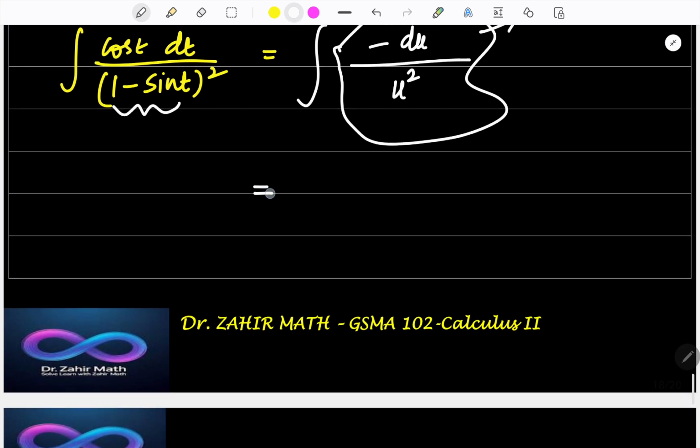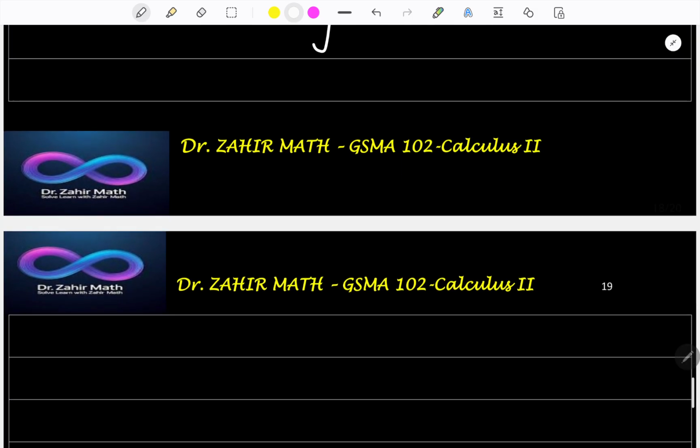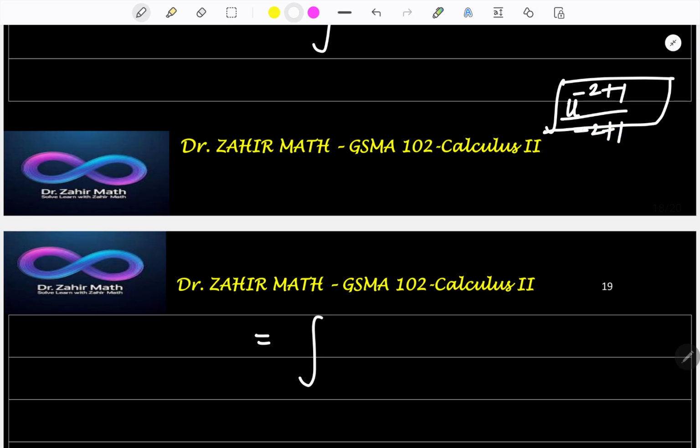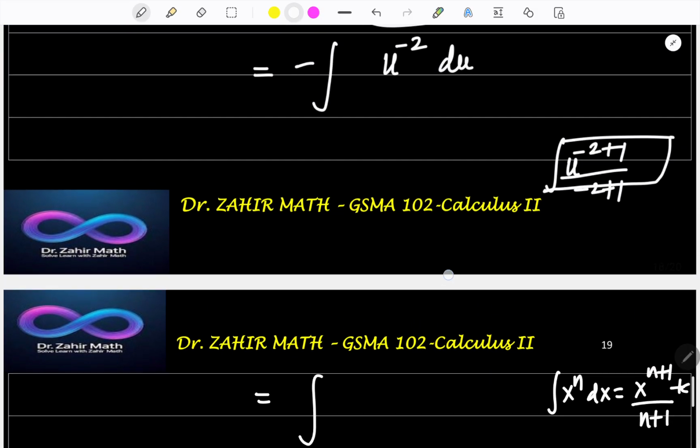Now the integration goes. I'll take this minus out, and u to the power of minus 2 du. What is the integration of u to the power of minus 2? Plus 1 divided by minus 2 plus 1. Why? Because the integral of x power n dx is equal to x power n plus 1 divided by n plus 1 plus integrating constant c.